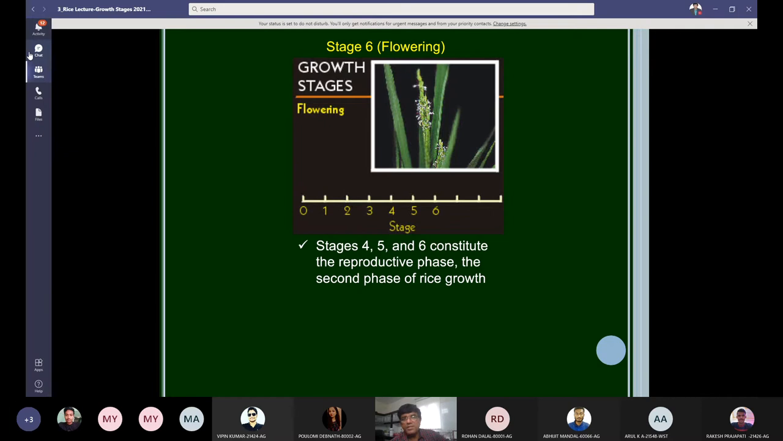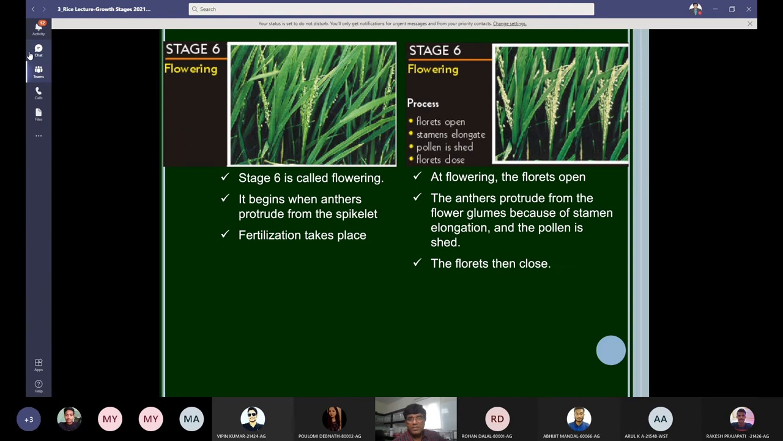So you will see it in the next slide. Stage 6 is called flowering. It begins when anthers protrude from the spikelet. The main identification of this stage is that you will find the panicles look white because these anthers are coming out of the spikelet at this flowering stage.